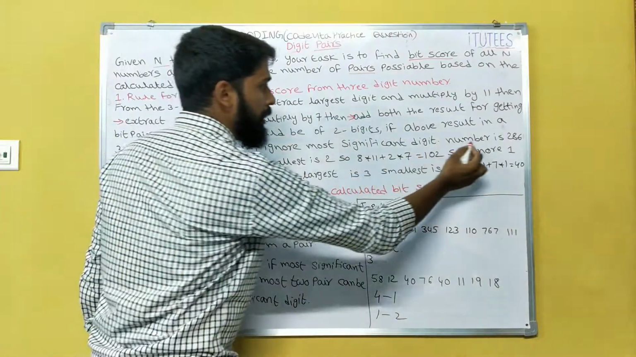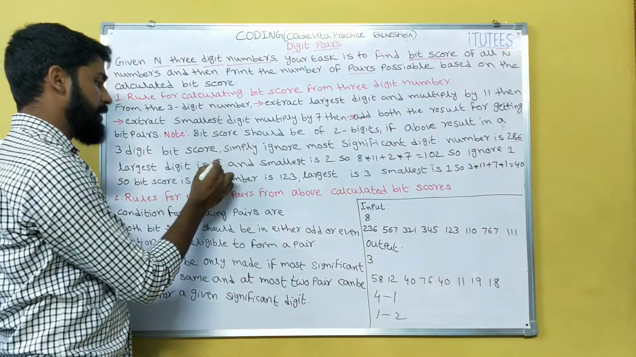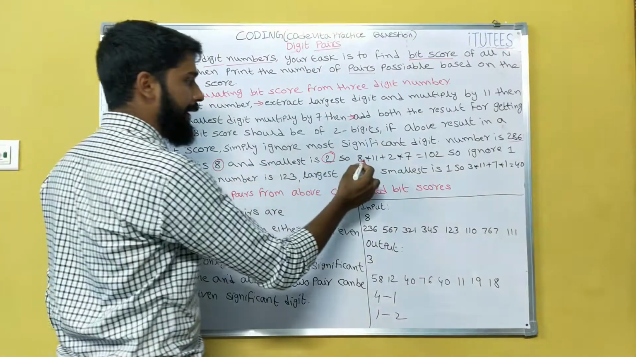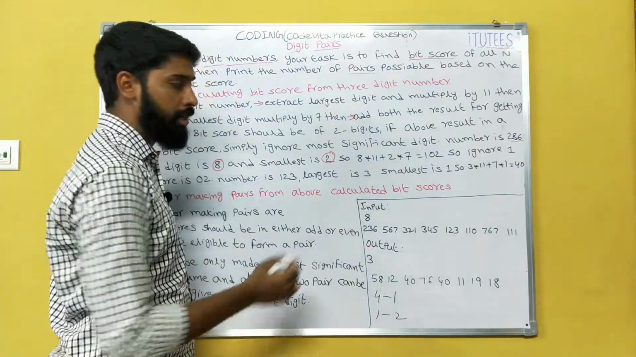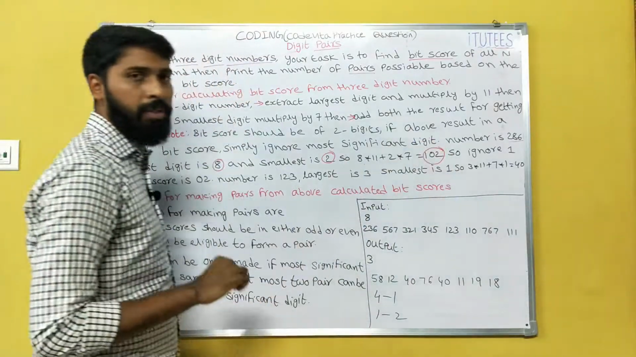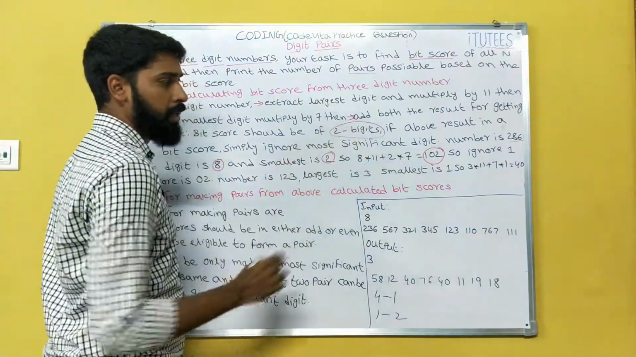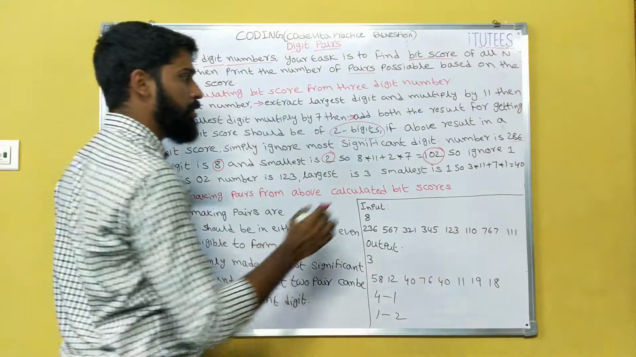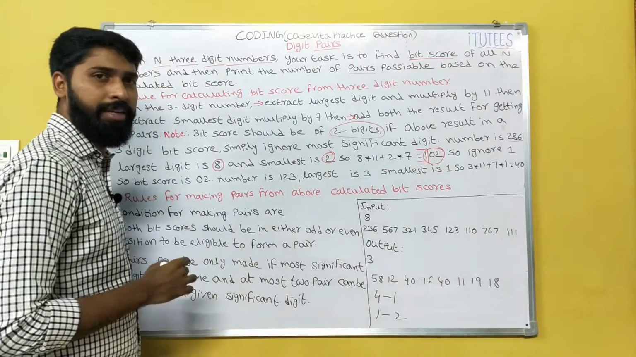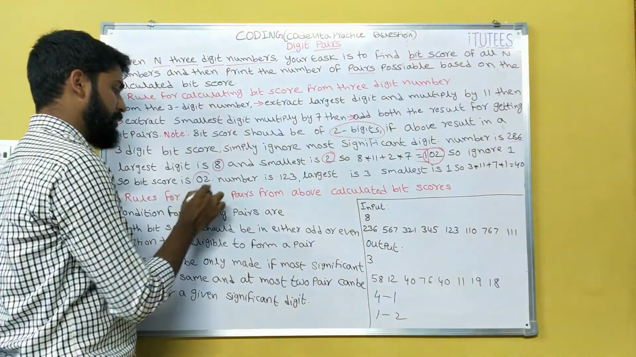For example, the number is 286. The largest digit is 8 and the smallest digit is 2. So 8 into 11 plus 2 into 7, and if you perform the addition, we get 102. But what is the condition? The bit score should be 2 digits. Here it is 3 digits, so ignore the most significant digit, so ignore 1. So the bit score value is 02.